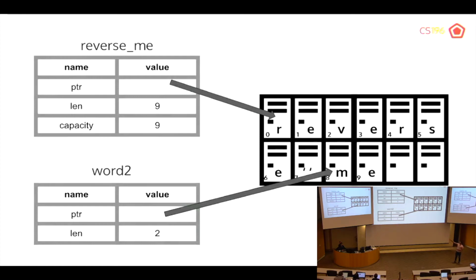And now we have word 2, which was me. And this pointer starts at the 8th index, or the 9th byte from the start, and has a length of 2, because 10 minus 8 is 2. Does that make sense, how this works graphically? Yep, great.